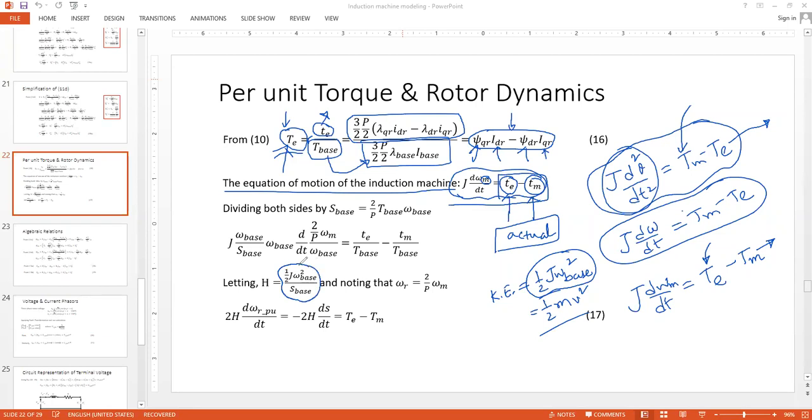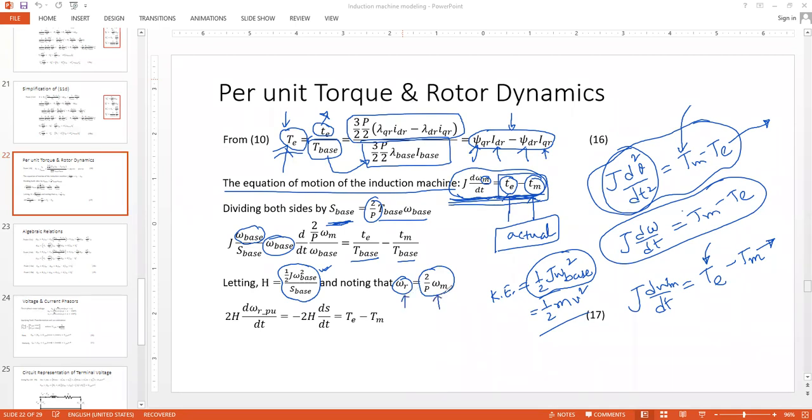in the derivation of the synchronous machine. For the initial part, classical model development, we actually did this. I don't know whether you can recall it or not, but we did this. So similarly, we are bringing some additional omega base terms here and there, and we are using this 2 by Pt base omega base, because S base has been used as the base power. We have divided both sides of the whole expression, and then ultimately we also note that omega r is 2 by P omega m.